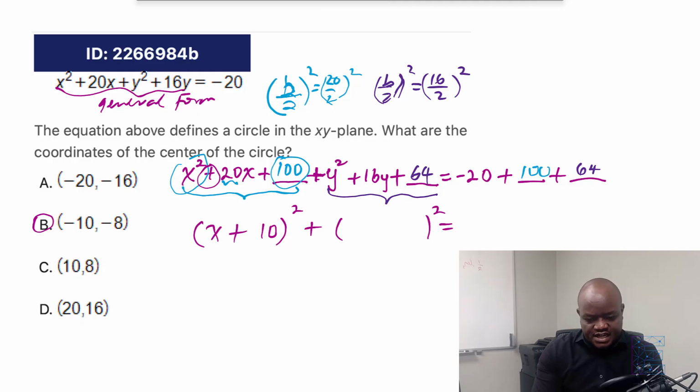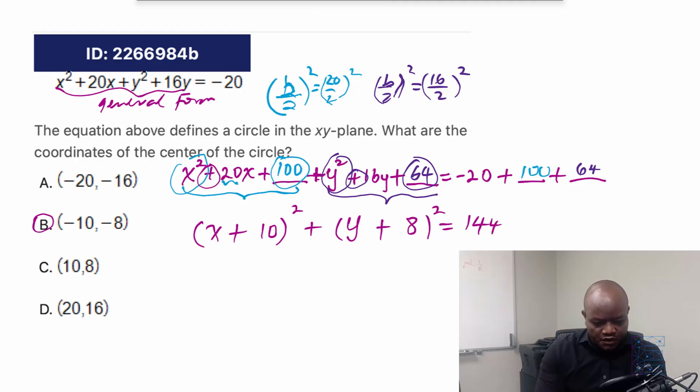We're going to repeat that for the other one. Again, square root the first term, square root the last term. That's what goes in the parentheses. So we'll have y, square root of 64 is 8. And again, you always copy the first sign. So this will be a plus. And on the right side, we'll just need to simplify. -20 plus 100 plus 64 is 80 plus 64. This will be 144 on the right side.